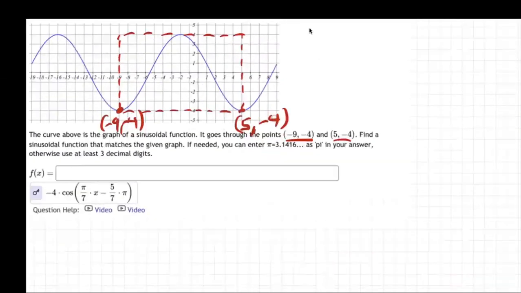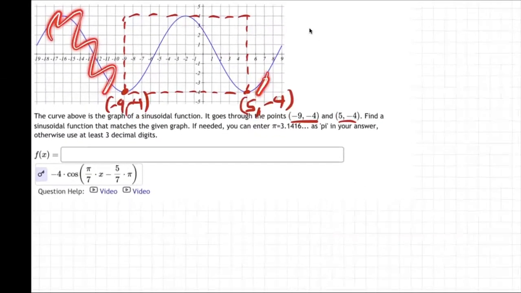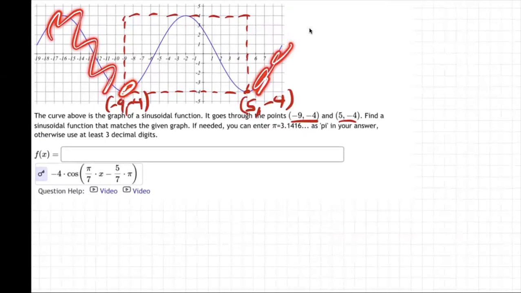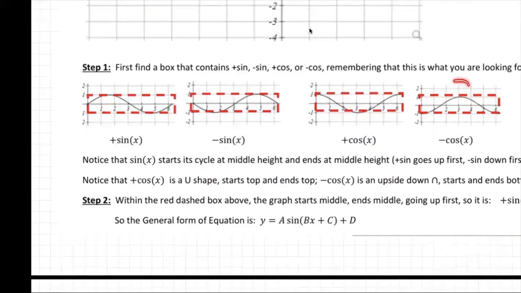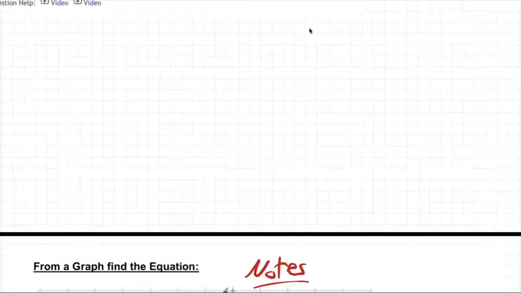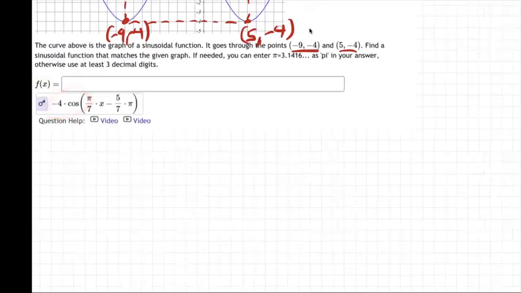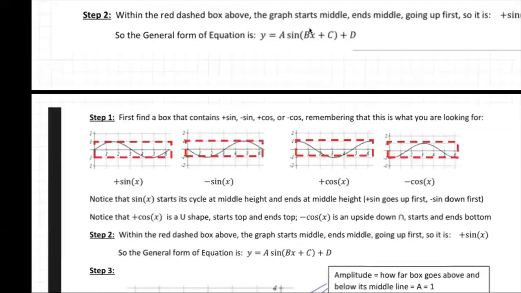Let's go back. In the box, again, forget about the rest. Just focus on the box. It starts at the bottom, goes high. Well, that's a U turned upside down, isn't it? Oh, that's a negative cosine. See it? So we know right away it's negative cosine. Let's go on with the other steps.